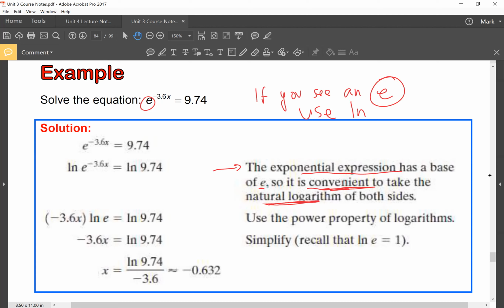There's no way I could solve this by finding the same base. So I'm going to take the natural logarithm of both sides, which allows me to move the 3.6 down front. Now, technically, all you need to do is solve for x. A little hint here: ln e is equal to 1, but you could put that in your calculator and keep going. So this becomes negative 3.6x equals ln 9.74. I divide both sides by 3.6, and you'll get your answer.